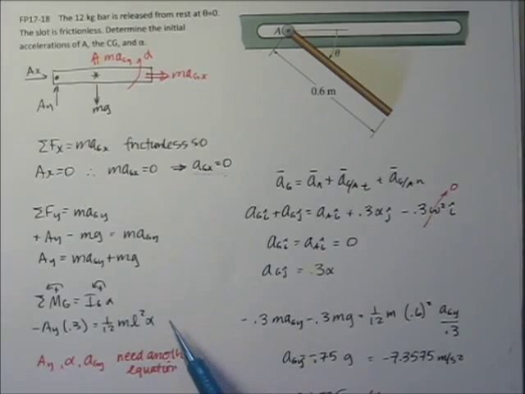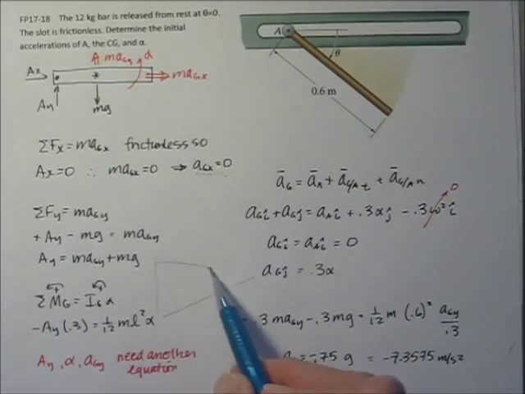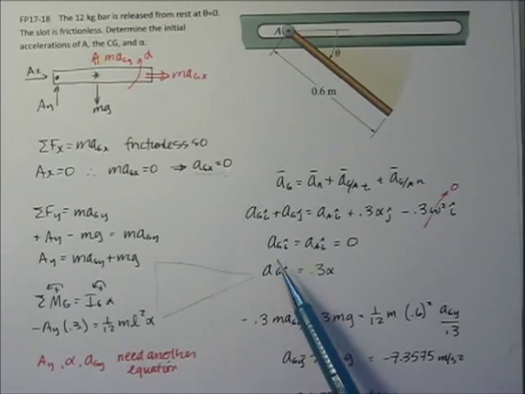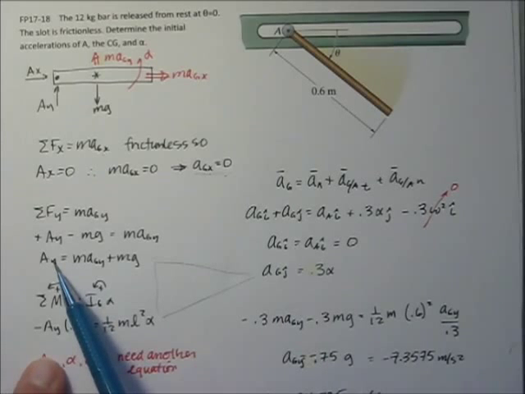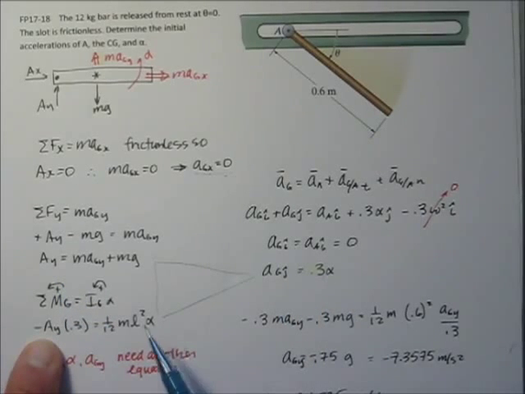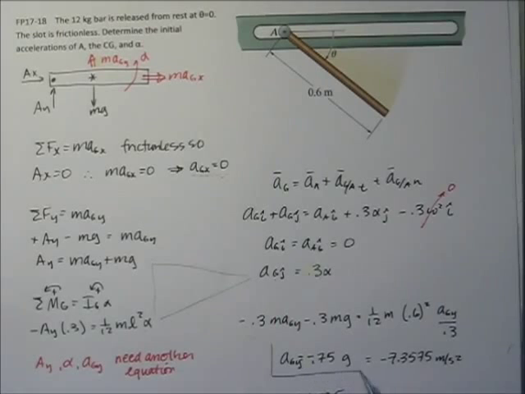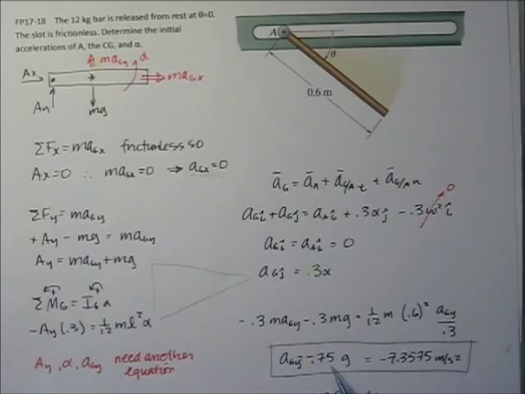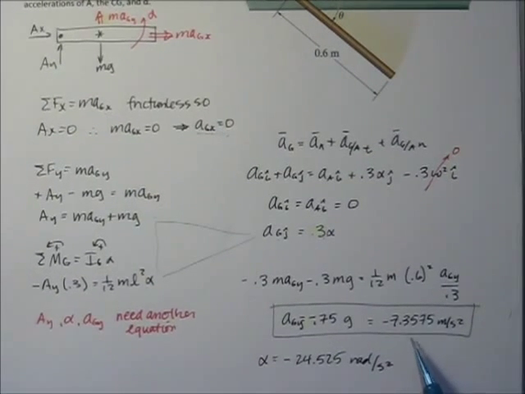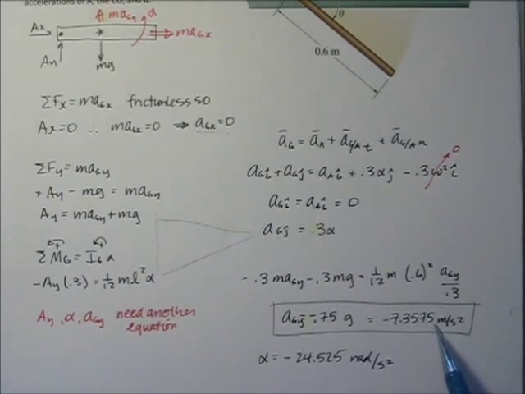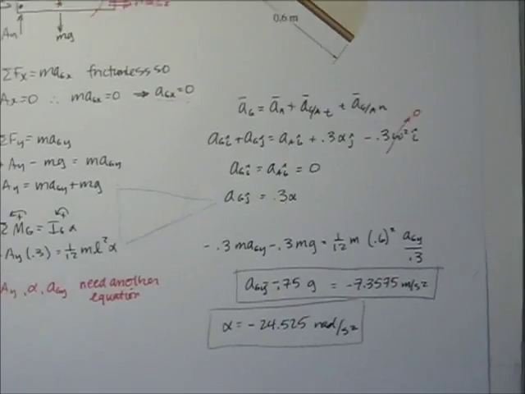All right, now I have three equations, three unknowns. I've got those three equations that I can put together, and let's see, how did I do this? I set this equal to Ay, I plug that into here, and I plug this alpha, which is equal to agj over 0.3, into here, and I get a three equations, three unknowns situation, and I solve for ag in the y direction. It turns out to be negative 0.75 g, which is negative 7.3575 meters per second squared. Plugging that back into this equation, I get alpha is equal to negative 24.5.